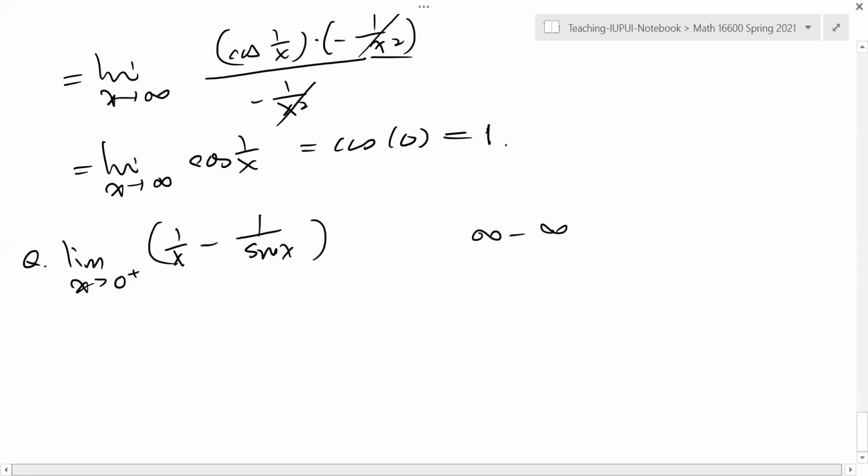Maybe the limit is 0, maybe the limit is 1, maybe the limit is 2. There's a gap between 1 over x and 1 over sine x. We don't know yet. So we try to express it as a quotient. It's going to be sine x minus x over x times sine x. Great, now it looks like a quotient.